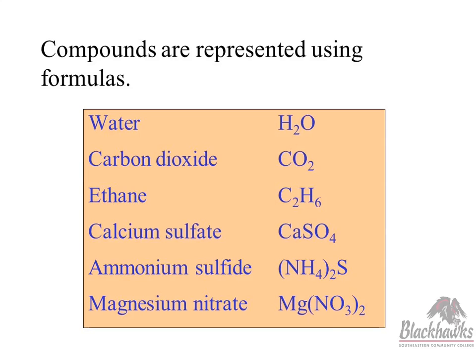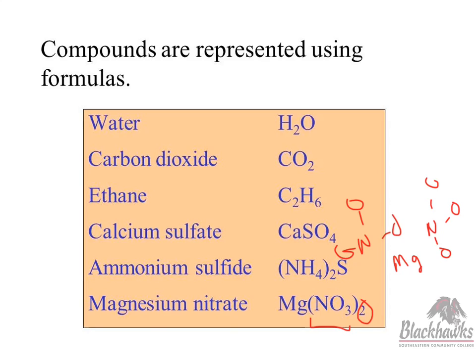Just to remind you so we're all on the same page, for instance, if we have magnesium nitrate, the number outside the parentheses means you need two of those. So this one is magnesium, and it's got two NO3 groups. So how many oxygen atoms do you have? 6, that's right. So those are my nitrate groups.